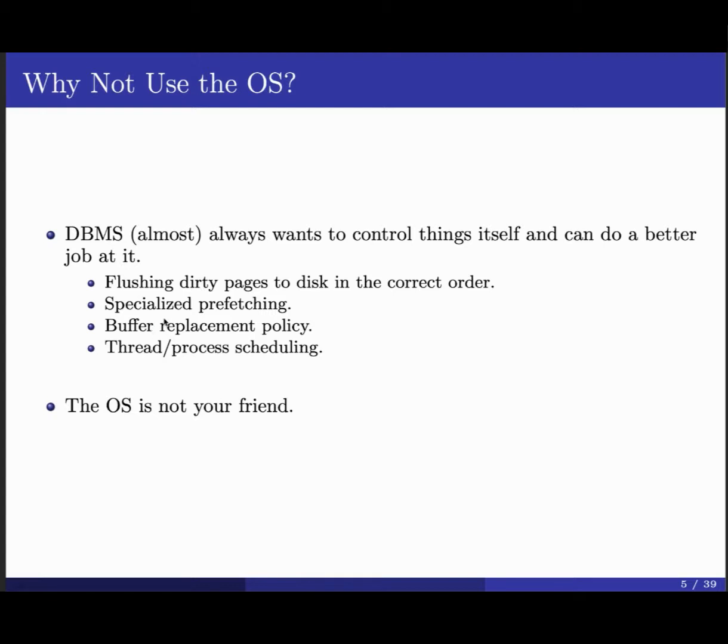And also, we can perform what's called specialized prefetching. One of them is the double buffer fetch. If you have a double buffer, I know exactly how the data works, so I know exactly which block I need to fetch, because I am aware of the content of the data and how it is going to be used. Also better buffer replacement policy, and better thread and process scheduling. The most important thing to think about is that the operating system is not your friend. But I'm going to show you that there are a few places where we need to rely a little bit on the operating system.